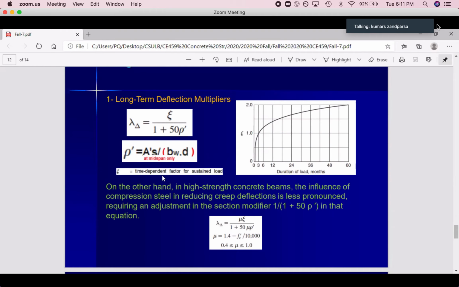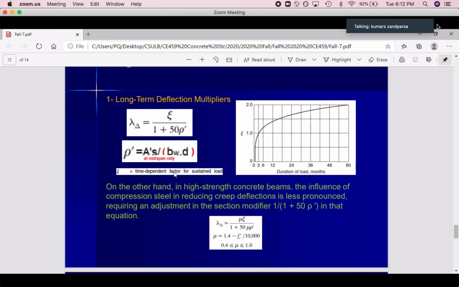Then the time-dependent factor for sustained load. How can we calculate that? That's the equation that you can see here. With this system we can find, based on the duration of the load, what percentage you should consider for the time-dependent factor. And it has to do with creep. You might remember that on the first day of this class, I mentioned that creep is very important. Creep means concrete under compression for a long time, so it will change the size. It will reduce the size during that time under compression.